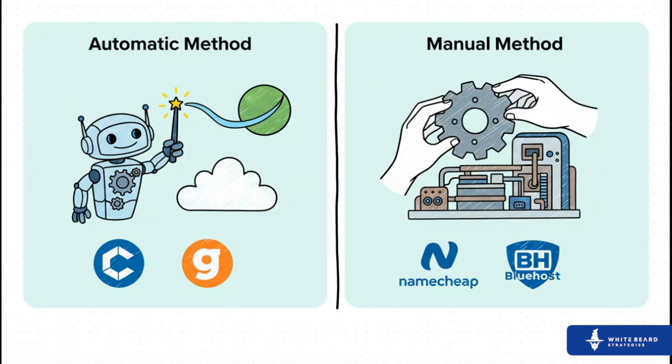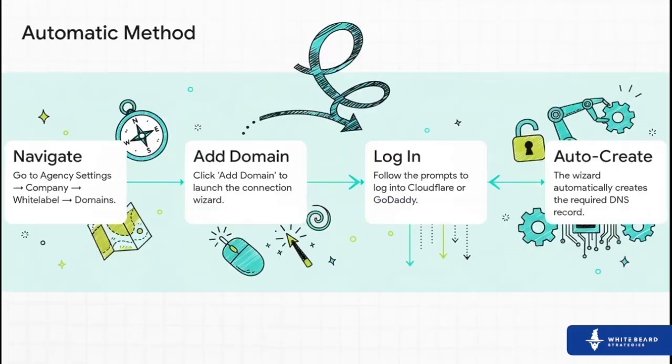The good news is GoHighLevel gives you two really simple ways to get this done. If you happen to use Cloudflare or GoDaddy, there's a super easy automatic method. And for everyone else, if you use Namecheap, Bluehost, whatever, there's a manual method that's just as simple. So if you're on the automatic path, it really is this easy. A little wizard pops up, you log into your domain account when it asks, and poof, it does all the technical stuff for you in the background. We're talking a few clicks, and you are done.